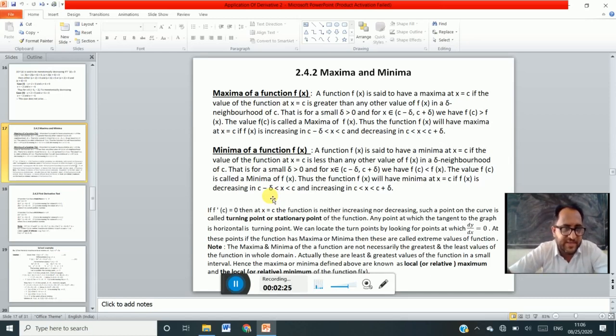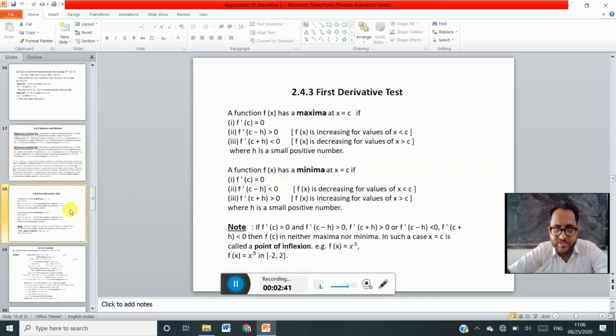We will see the details in the example, and it can be found by using the first derivative test. Right. We can find the maximum and minimum values by using the first derivative test and the second derivative test. That is very easy, right? So see what the first derivative test is. According to the first derivative test, a function has a maximum at x equals c if f dash c is equal to 0, f dash of c minus h is greater than 0, and f dash of c plus h is less than 0.